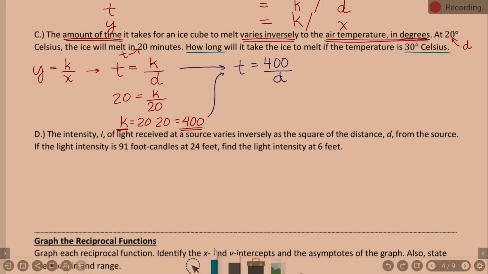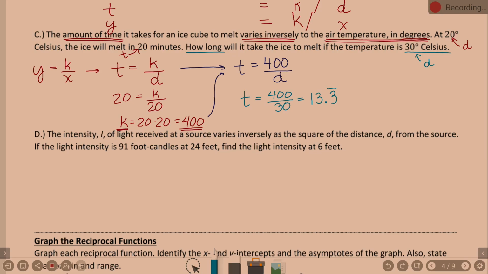30 is a temperature, and that was, for me, D. So plug and chug. T equals 400 divided by 30, which is 13.3 repeating. 13.3 what?